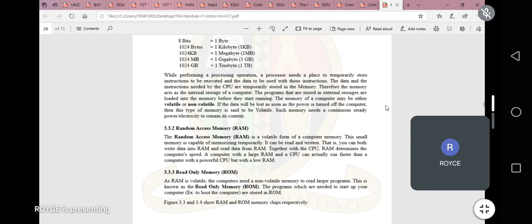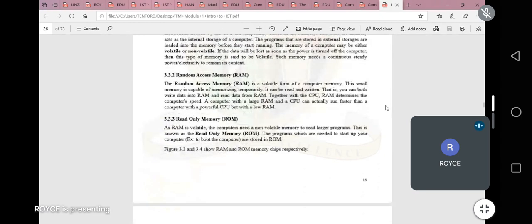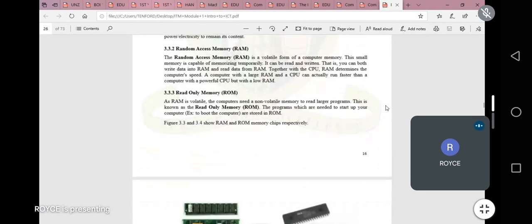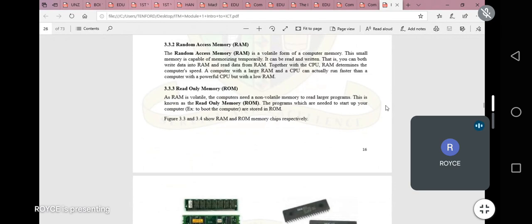Then the other one we'll look at is the read-only memory. We've established that the RAM is volatile, but computers need a non-volatile memory in order to read larger programs, and they also need to store programs permanently. That is why they need a memory that is non-volatile, so that it's able to store certain instructions and programs permanently.